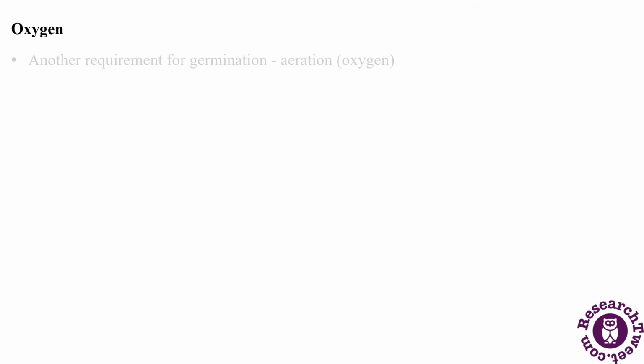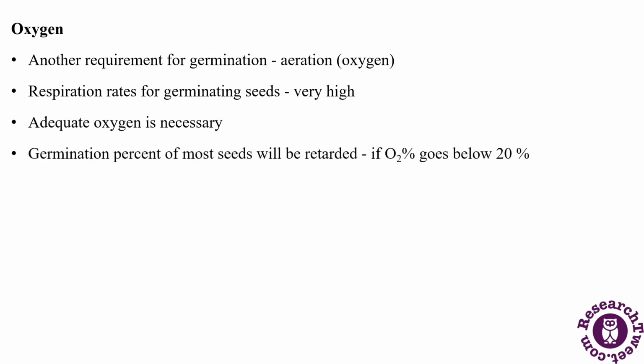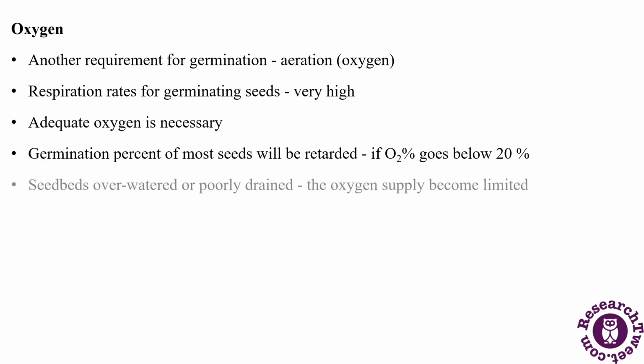Oxygen. Another requirement for germination is aeration, oxygen. Respiration rate for germinating seeds is very high, therefore adequate oxygen is necessary. The germination percent of most seeds will be retarded if the oxygen percent goes below 20%. Normal air is 20% oxygen. Seed beds that are overwatered or poorly drained will cause the oxygen supply to become limited, so the germination percent will diminish.